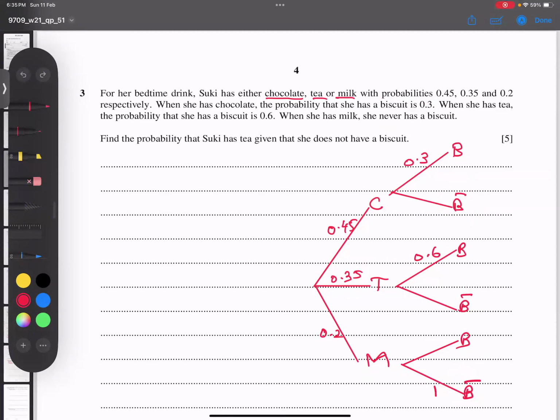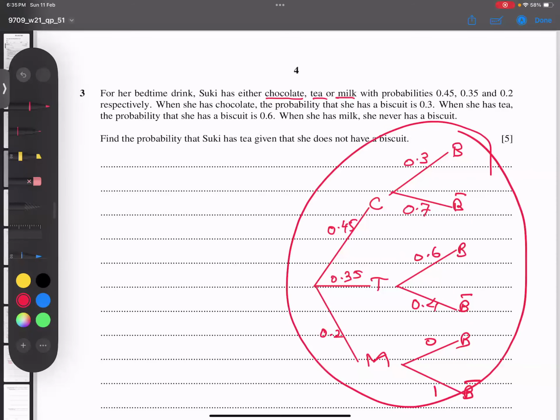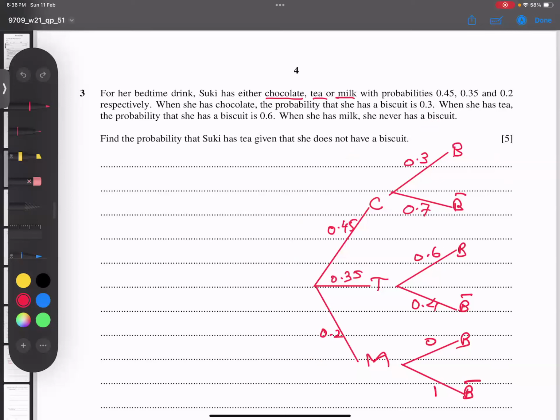So I think you got the idea, and zero chance of taking a biscuit. What is this branch probability? 1 minus 0.3 gives us 0.7. I believe all of you understand this; it is O-level. 0.6, 1 minus 0.6 gives 0.4. So it contains some marks. If you draw this, you get at least 1 or 2 marks for it.